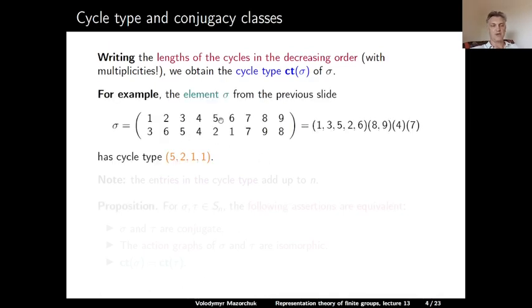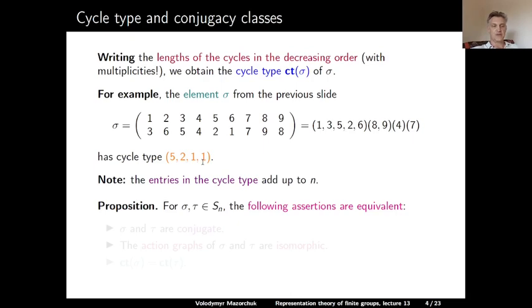So for example, our previous permutation on 9 elements, sigma, which was a product of 4 cycles, one of length 5, one of length 2, and 2 of length 1, has cycle type (5, 2, 1, 1). Note that the entries of the cycle type for sigma add up to n. And we have already seen the following proposition. For 2 elements in Sn, the following assertions are equivalent. These 2 elements are conjugate. The action graphs of these 2 elements are isomorphic. And the cycle types of these 2 elements coincide.